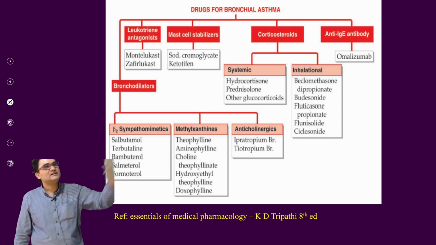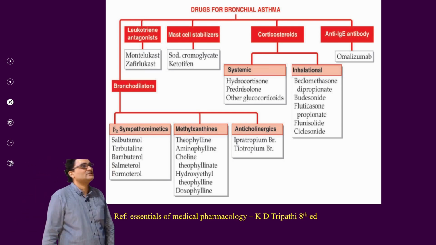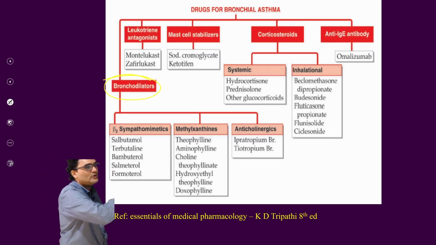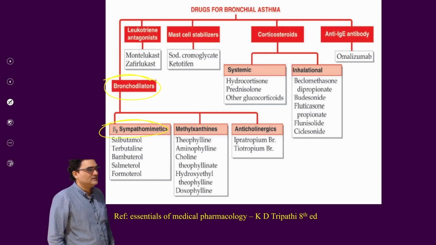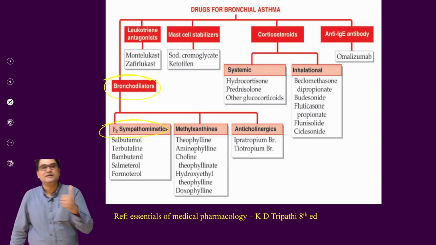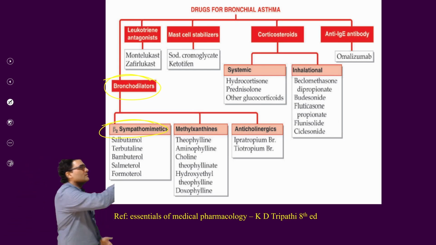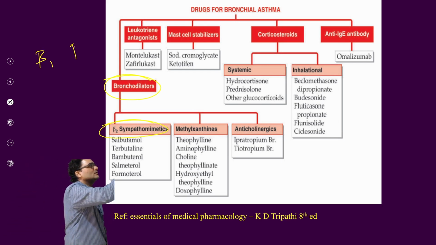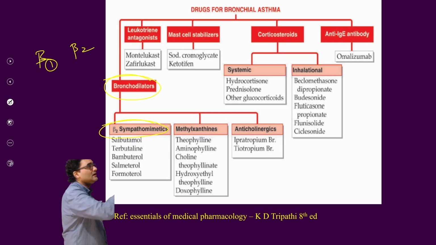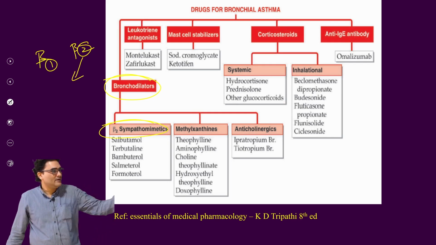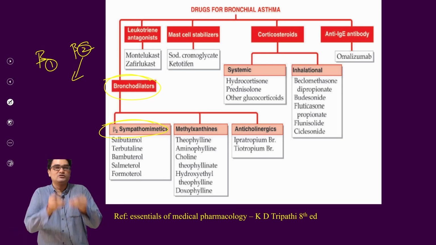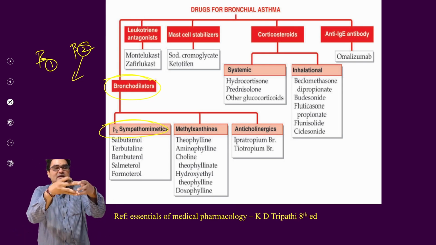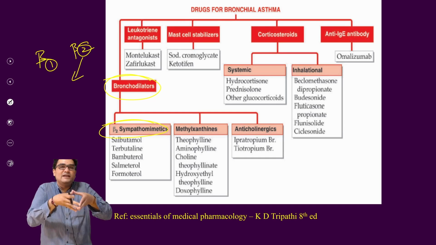So these are the drugs used for the treatment of bronchial asthma. Earlier I discussed bronchodilators. One is sympathomimetic drugs. Which receptors are present in the lungs? Beta 2 receptors. I have told you, remember there are beta 1 and beta 2. You have one heart, so beta 1 receptors are present in the heart. You have two lungs, so beta 2 receptors are present in the lungs. If you stimulate beta 2 receptors, they will dilate the bronchus and cause bronchodilation.